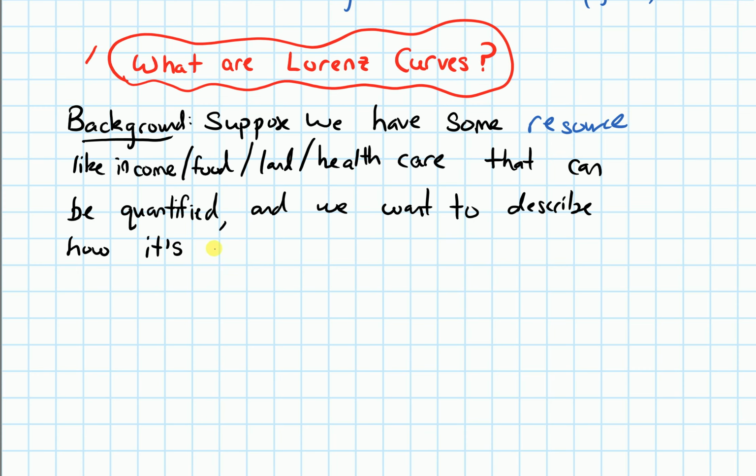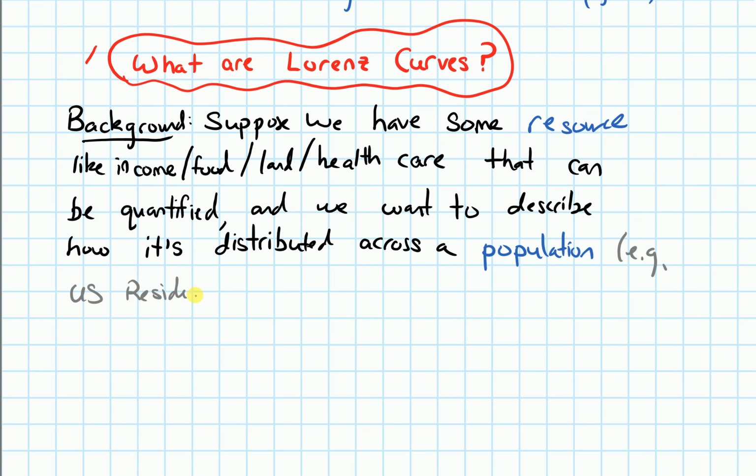across a population. So for example, maybe we're talking about income being the resource, and the population that we're measuring it across is, for example, U.S. residents. Okay, so that is our overarching question that we're going to try to examine in this section.